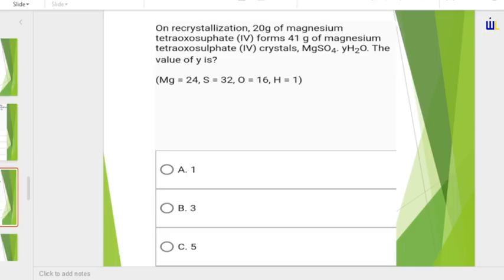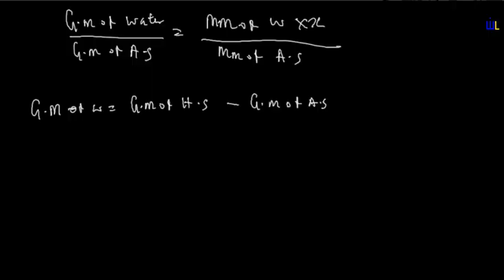So let's put it down. The given mass of the anhydrous salt, what do we have? 20 grams. That's MgSO4 without water. Should I continue? Yes, sir.